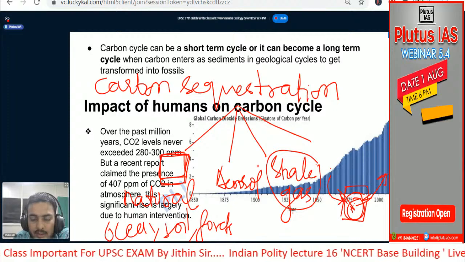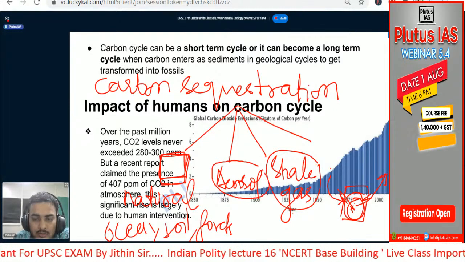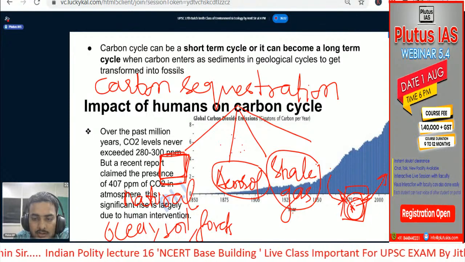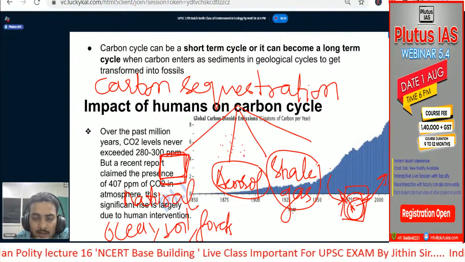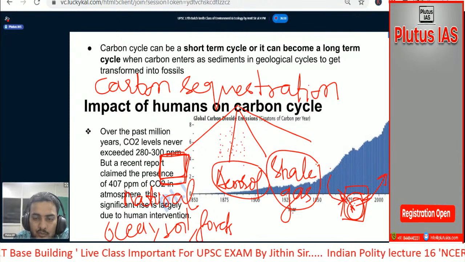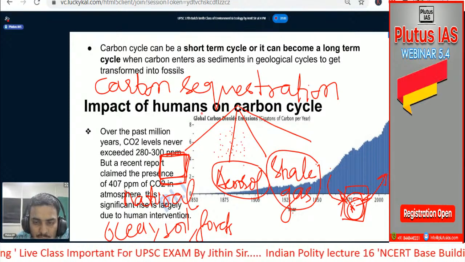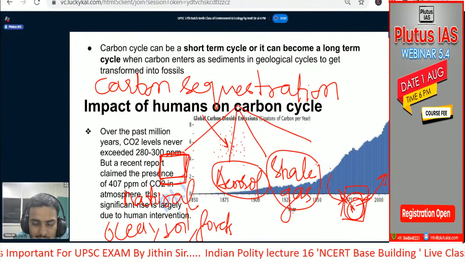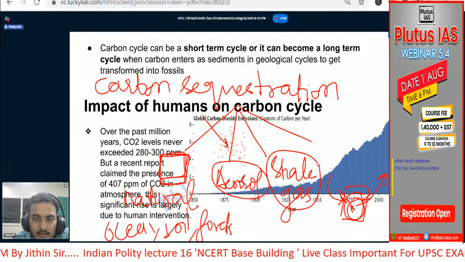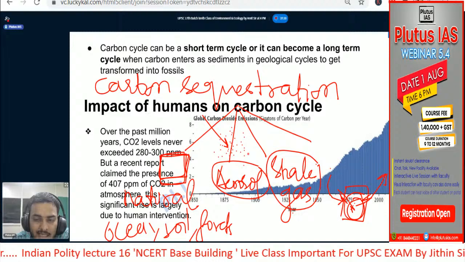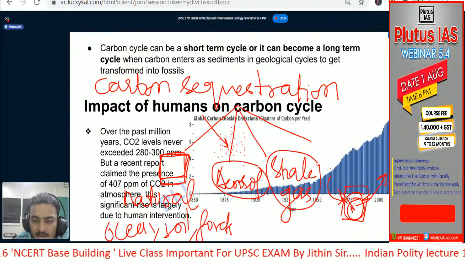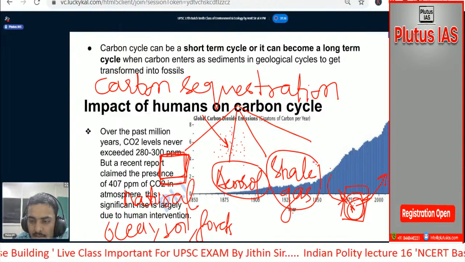Then what about aerosols? Aerosols are very small particles which can improve the reflection of light back to space, so that the amount of rays entering the earth and getting trapped is reduced, which reduces global warming. So it is an indirect method of reducing global warming. Then carbon sequestration, I think, we have done.